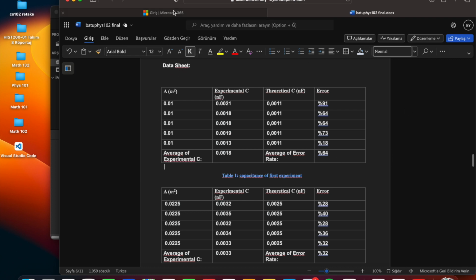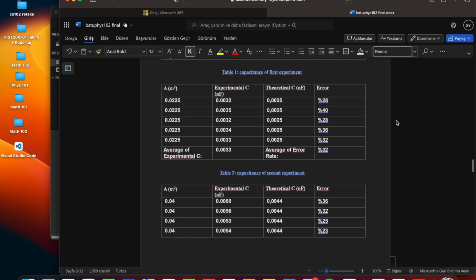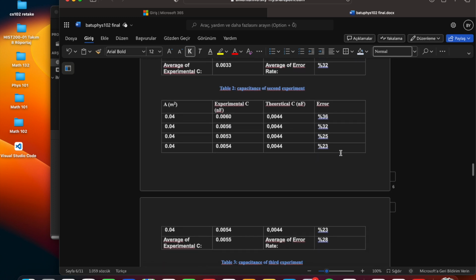So this is the first experiment. My plate area was 0.01 meter square, and the average of the experimental capacitance is 0.0018 nanofarad, and my error rate is 64%. This is the second experiment. My plate area is 0.0225 meter square, and the average of the experimental capacitance is 0.0033 nanofarad, and my error rate is 32%.